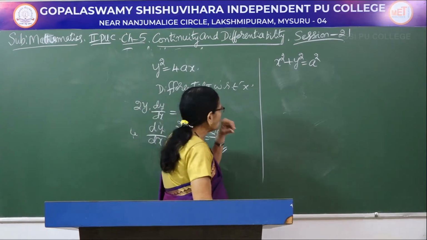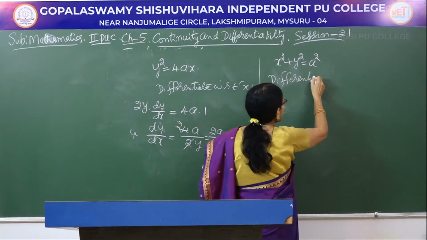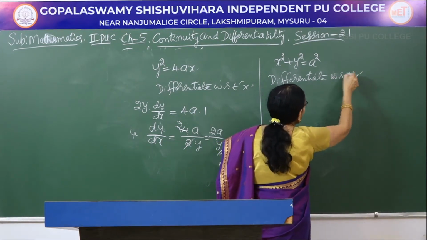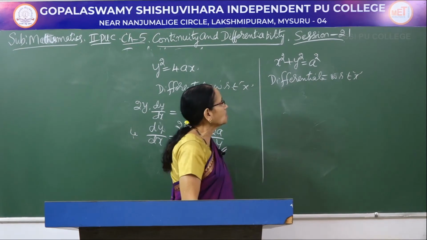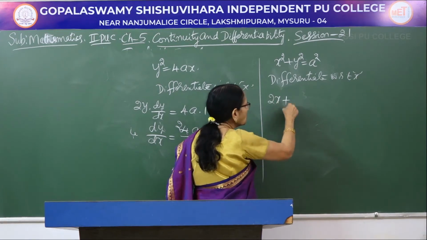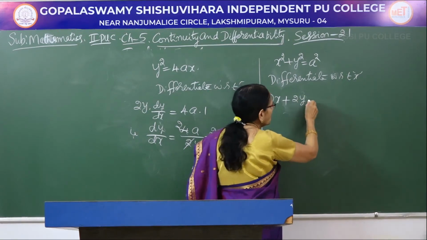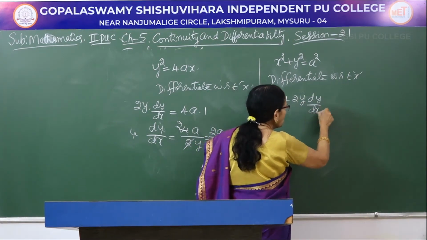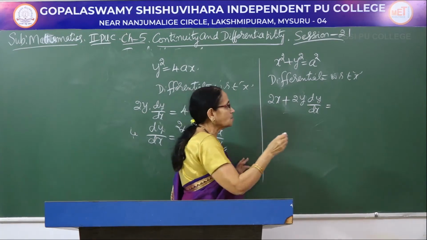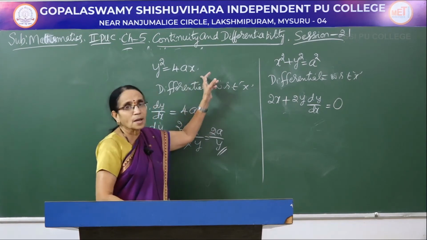Now, here also you differentiate with respect to x. See, in this function also, we are having one term containing y square. So, when you differentiate, x square becomes 2x, y square becomes 2y, but for y it is dy by dx. Right hand side, look at the right hand side, it is a square which is a constant, therefore it becomes 0.